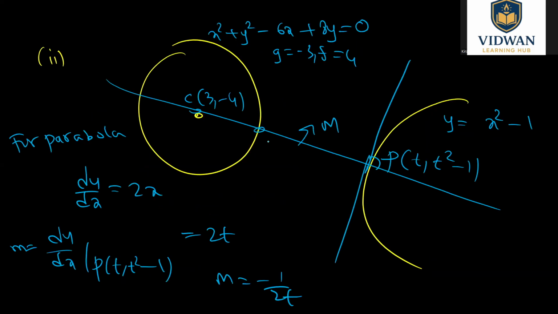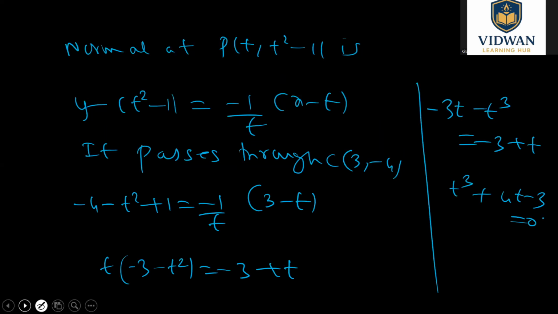Then suppose the point on the circle is Q. CQ is the radius of the circle, which you can find with the formula root of g square plus f square minus c. That is root of 9 plus 16, and c is 0, so root 25, which is 5. From CP, you subtract the radius and you will get PQ. So the shortest distance PQ is the distance from the center to the point P, which you have already found, minus the radius.